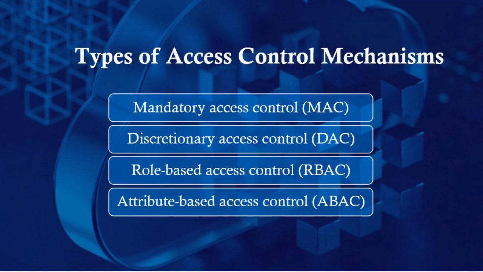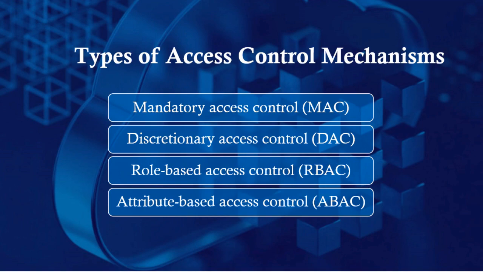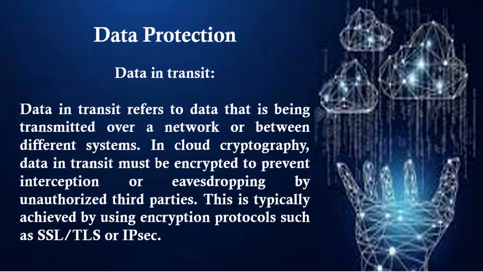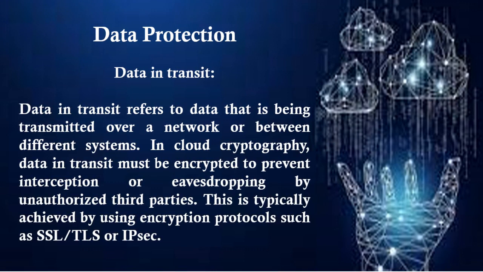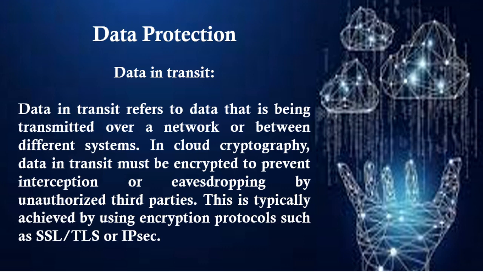Now, we have understood all the cryptographic techniques with their properties, advantages, and disadvantages. Let's understand more on data protection. Data in transit and data at rest are 2 important aspects of data protection in cloud cryptography. Here's a brief overview of each.